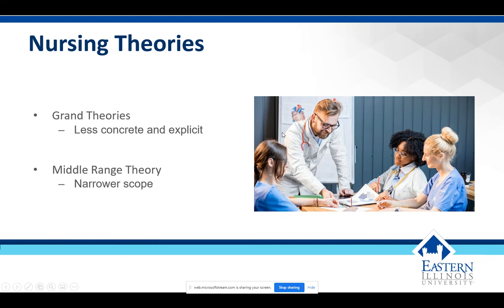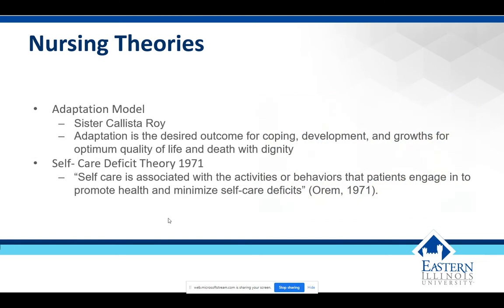One of the articles that I posted was talking about Sister Calista Roy, and it's a grand theory, okay? So she has Roy's adaptation model. You may have heard of it. Adaptation is the desired outcome for coping, development, and growth for optimum quality of life and death with dignity. So we have to adapt to our situations. There's a lot within this adaptation model. I highly suggest you go read it. This is actually the one that I used when I did my DNP project on type 2 diabetics, learning about diabetes. It's a very good model, but this is a grand theory, so it's very broad.